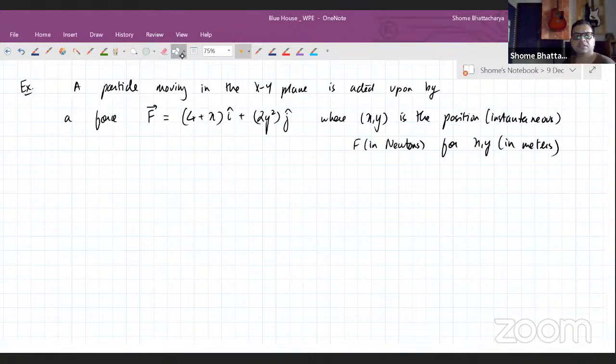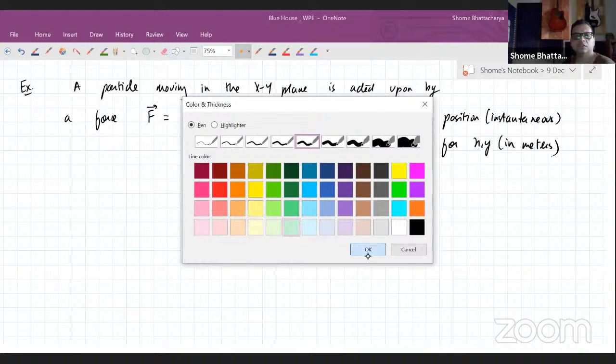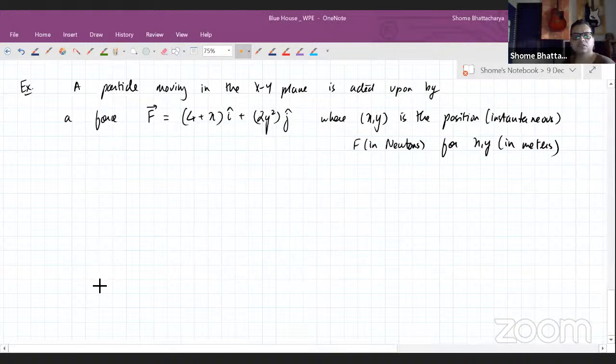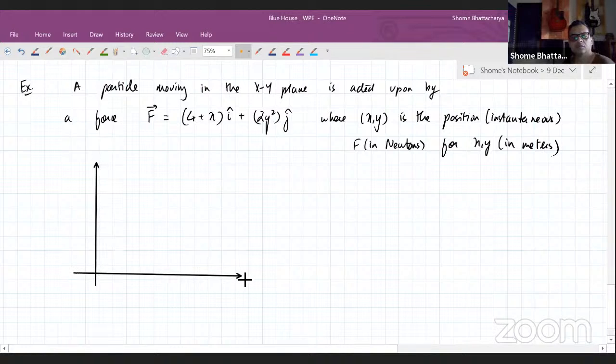Now what is happening here is that our particle is initially at the origin of the coordinate system and moves from the origin to this particular point here, which has coordinates, let's say, 2 comma 1 in meters.